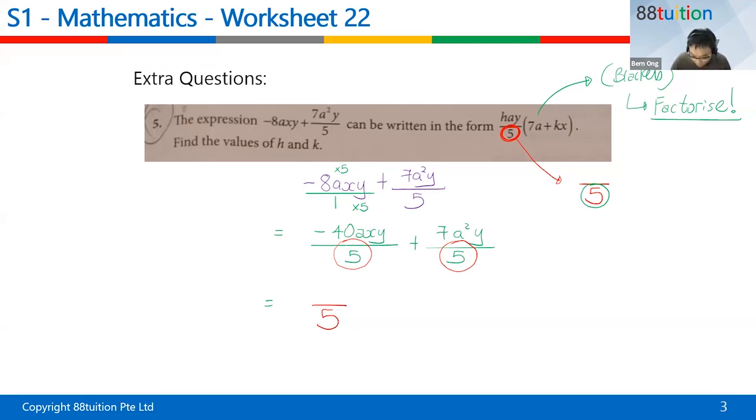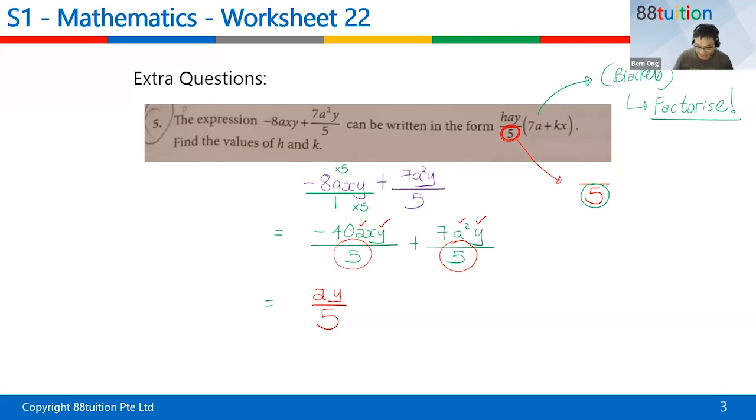Look some more. Up here there is a, and down here there is aa. So a is the common factor. You take out 1a. Can you see? Then there is y. Y is common too, so you take it out and put the y down here. Is that okay?